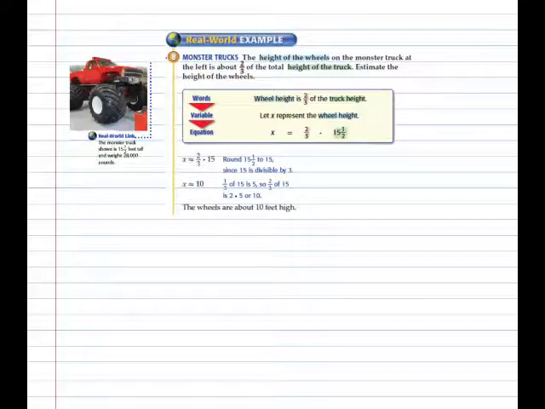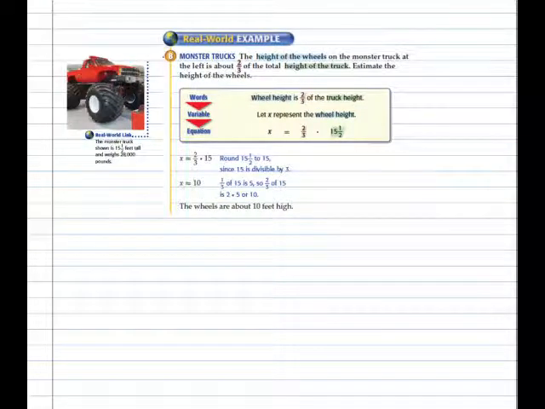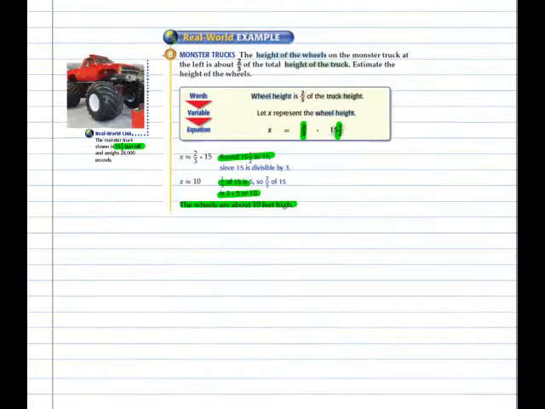The height of the wheels on the monster truck at the left is about 2/3 of the total height of the truck. Estimate the height of the wheels. Well, 2/3 of 15.5, which is the height of the truck, would be 2/3 times 15. We're going to round 15.5 to 15 to make the two compatible. 1/3 of 15 is 5, so 2/3 of 15 is 10. The wheels then are approximately 10 feet high.